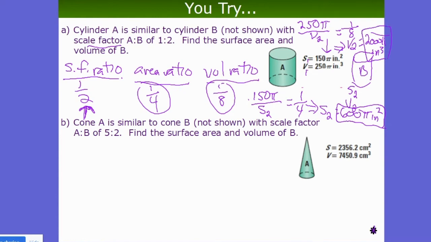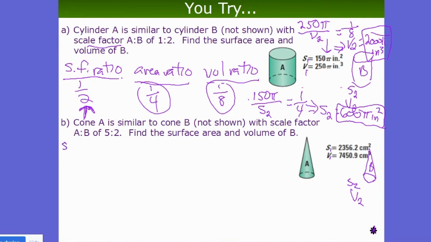Second example, very much the same idea. I've got 2 similar cones. They're showing me one of them, but there is a second cone, and if you want to show that one, if that helps you to see it, by all means, go ahead and do that. I have surface areas and volumes for the first one, but I want to find those values for the second one. We're going to do the same exact process that we did for the previous one.